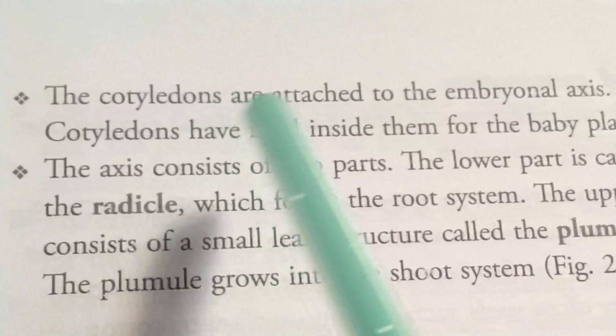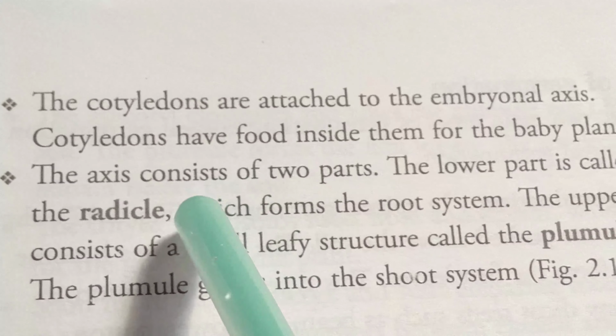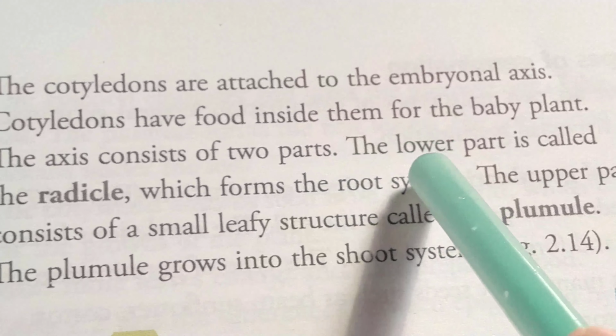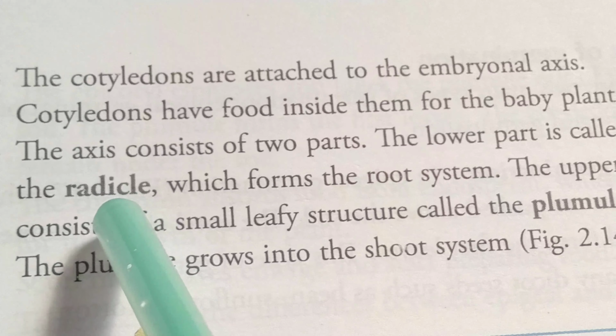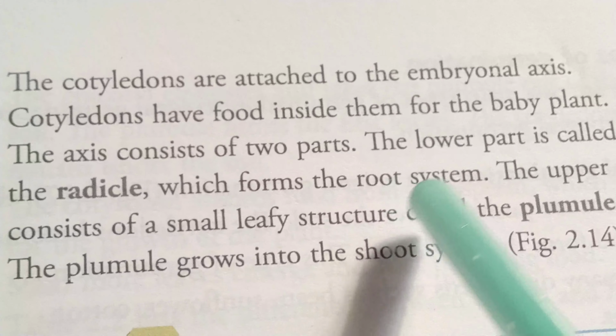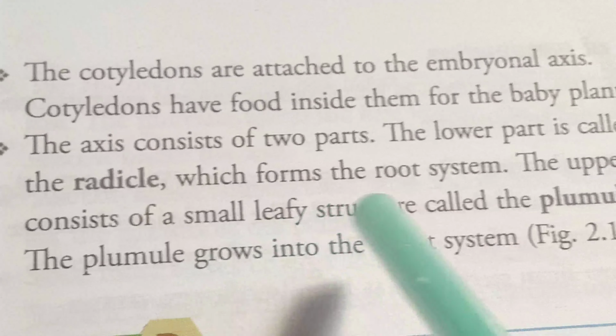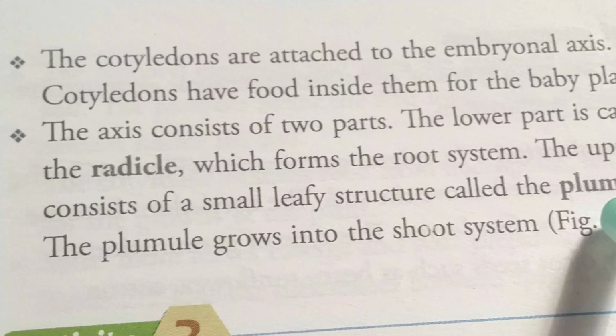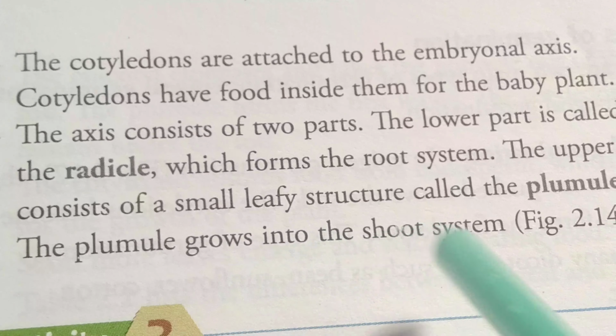The embryonal axis consists of two parts. The lower part, known as the radicle, forms the root system, and the upper leafy structure is known as the plumule. The plumule grows into the shoot system.